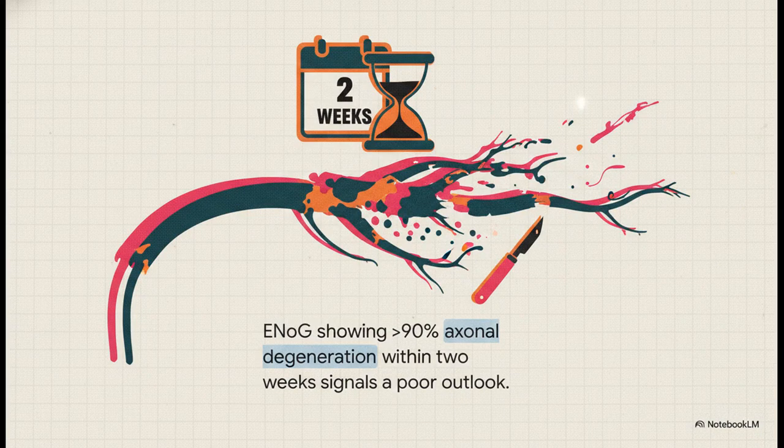Just before we move on from testing, a really quick word on electroneuronography, or ENOG. If a patient presents with a complete facial palsy and their ENOG shows greater than 90% axonal degeneration within those first 2 weeks, that signals a pretty poor outlook for recovery. In some centers, that specific degree of early degeneration might even prompt a conversation about surgical decompression. So it's definitely an important prognostic tool in those really severe cases.